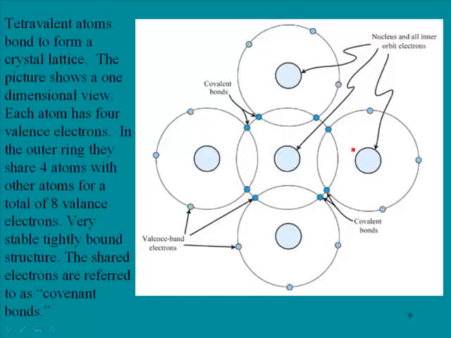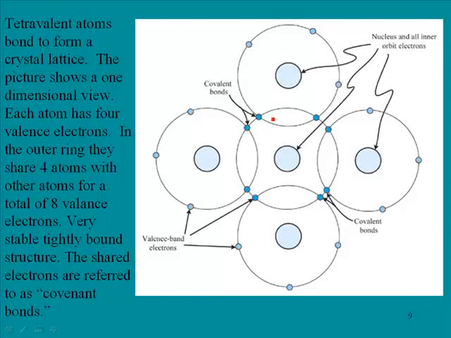And here we see this lattice structure that is referred to in reference to tetravalent atoms. Tetravalent atoms bond to form a crystal lattice. The picture shows a one-dimensional view. Each atom has 4 valence electrons. In the outer ring, they share 4 atoms with other atoms for a total of 8 valence electrons. This creates a very stable, tightly bound structure. The shared electrons are referred to as covalent bonds.